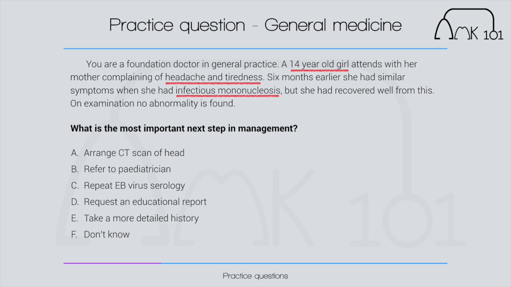They then ask you what's the most important next step in management. Well, the clue is in the fact that we've got too little information. We have completely non-specific histories of headache and tiredness. So before you start referring to a paediatrician, arranging a CT scan of the head, doing blood tests, or getting in touch with a teacher at school, you need to get some more history.